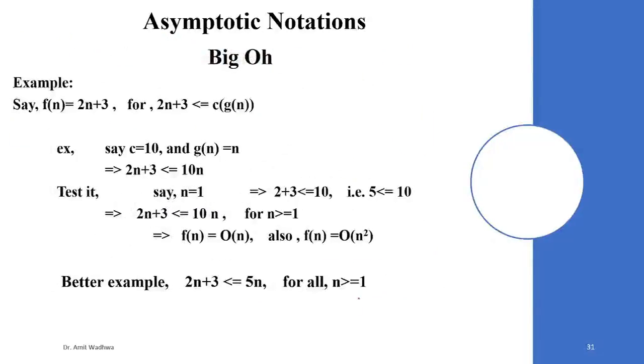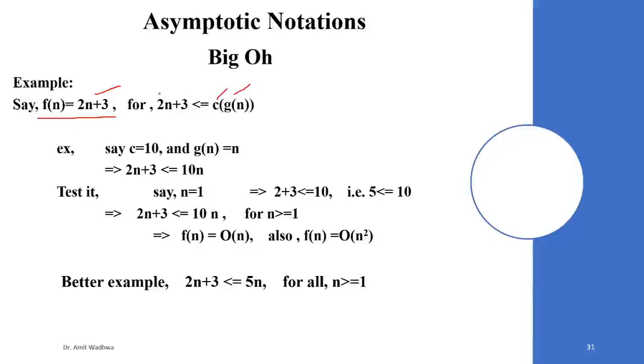Next is our example for big O notation. How do we perform these operations? What is the meaning of big O for this particular function? Suppose we have the running time of a function as 2n plus 3, and we need to find out this c and gn for this particular fn function for a particular algorithm.